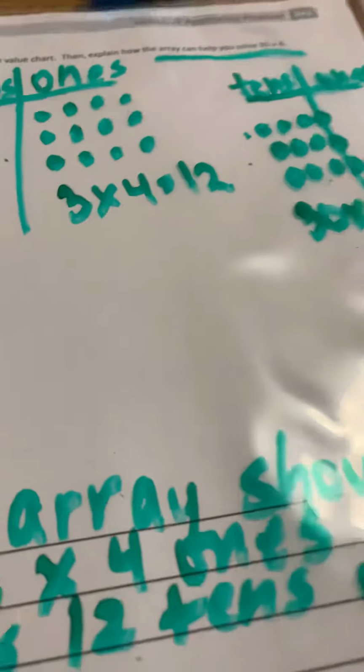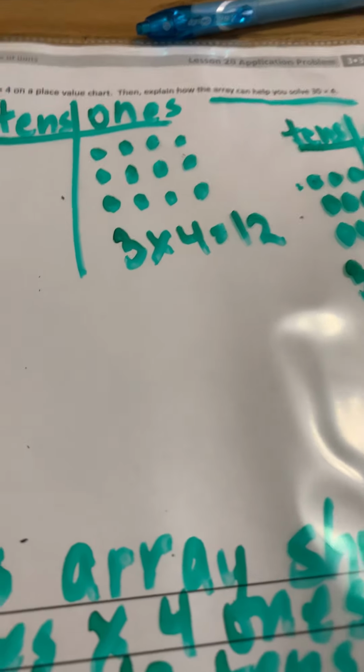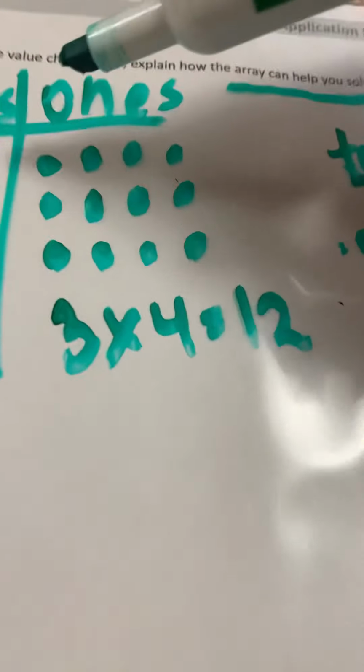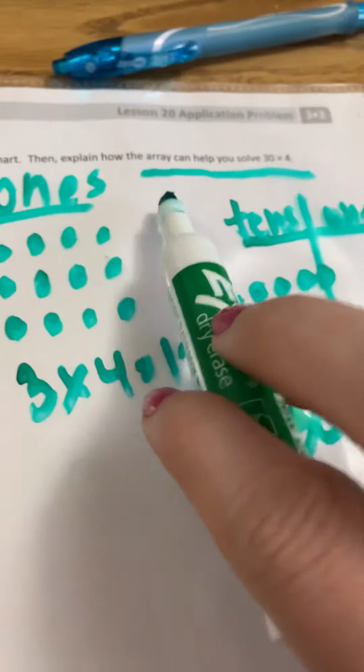So 3 times 4 is the problem. So remember, that is 3 groups with 4 in each group. And that's exactly what I drew here. And 3 times 4 equals 12. But then you also have to explain how the array can help you solve 30 times 4.